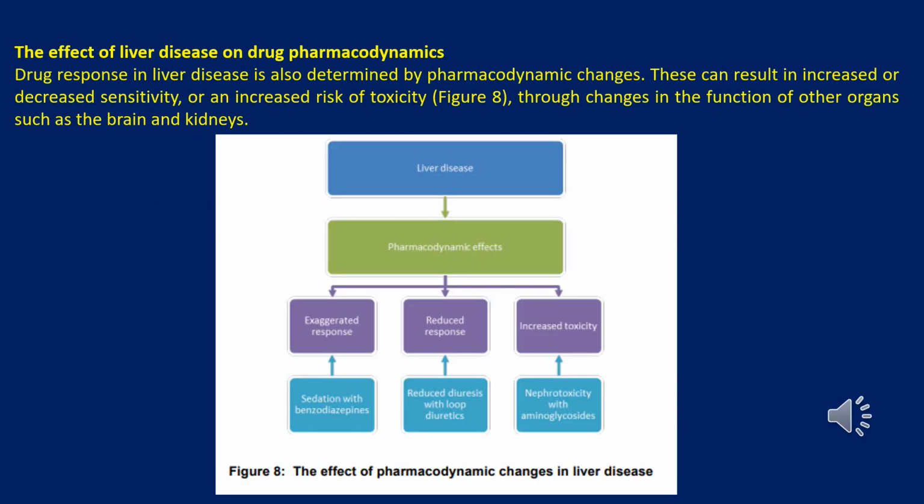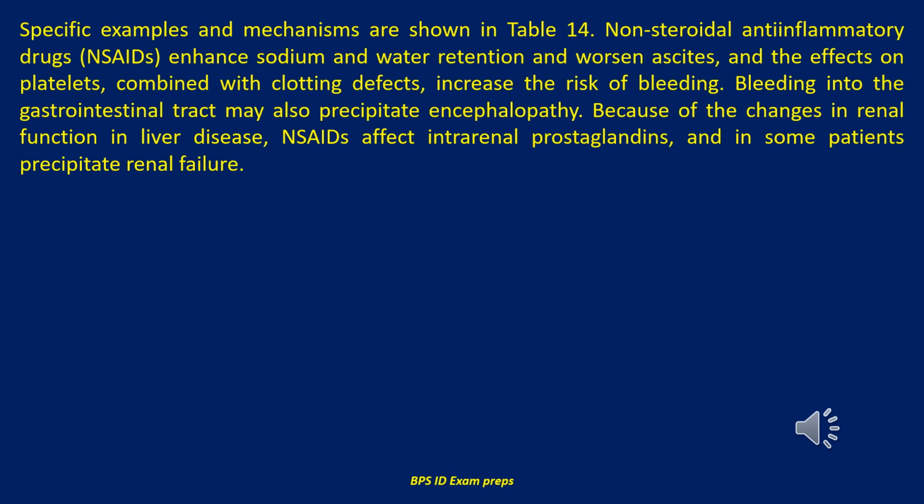The effect of liver disease on drug pharmacodynamics. Drug response in liver disease is also determined by pharmacodynamic changes. These can result in increased or decreased sensitivity, or an increased risk of toxicity, Figure 8, through changes in the function of other organs such as the brain and kidneys. Pause the video and carefully scrutinize Figure 8 before advancing to the next slide. Specific examples and mechanisms are shown in Table 14.